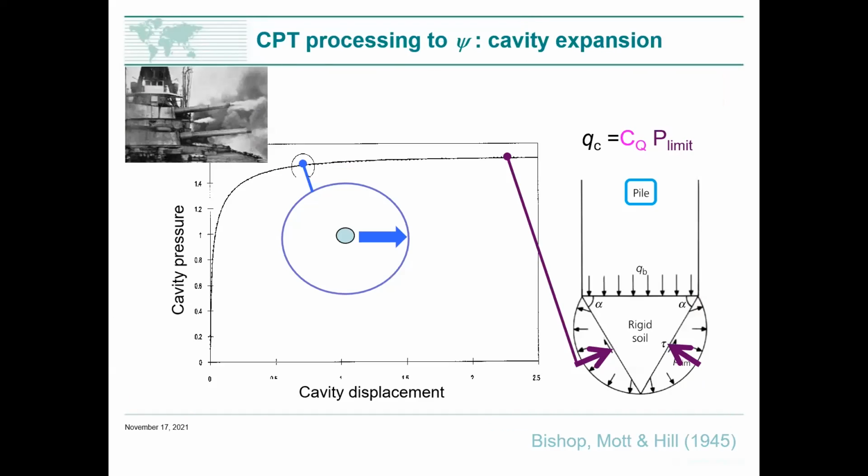So what are we going to do about it? Well, we've got to process that, and I promised I'd tell you why the simple exponential relationship is theoretically expected. And the basis for this is cavity expansion theory. Now, where does cavity expansion theory come from, and what does it involve?